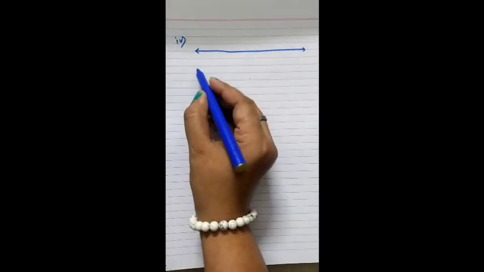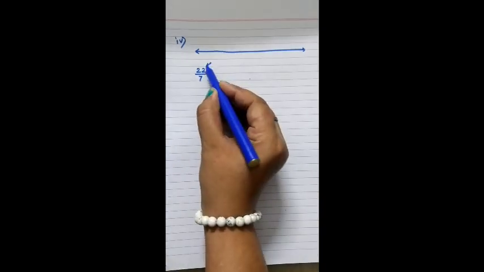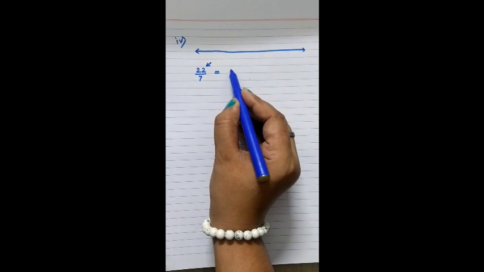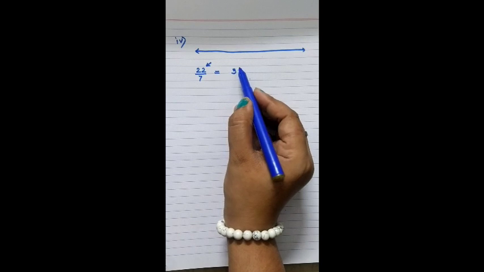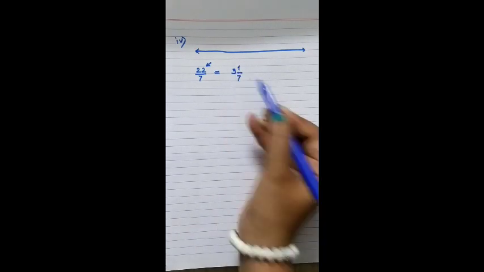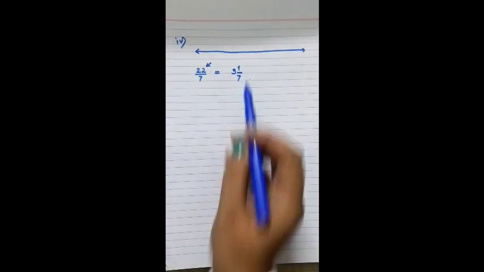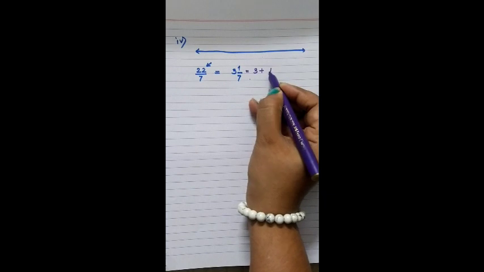Now the fourth part is 22 by 7. Again you can see the numerator is greater. So if I divide it, 7 3s are 21, and then we are getting 1 as the remainder, 1 upon 7. So 3 whole 1 upon 7. 3 whole 1 upon 7 means 3 plus 1 upon 7.